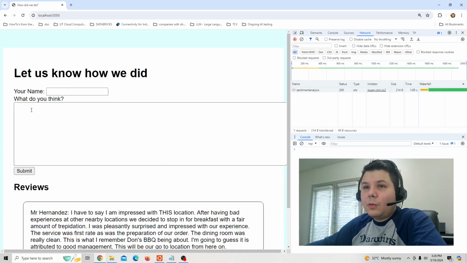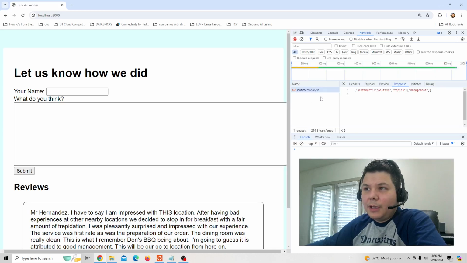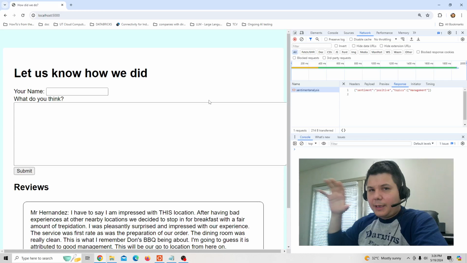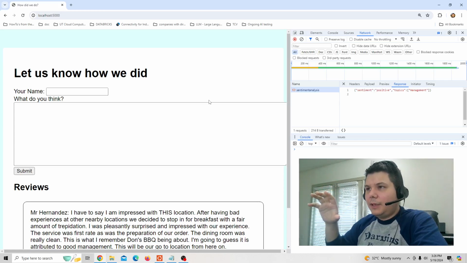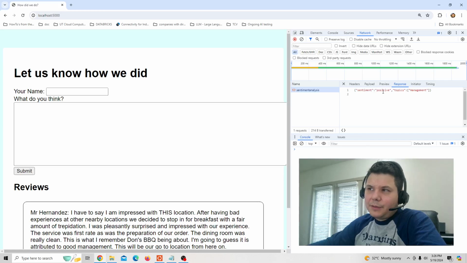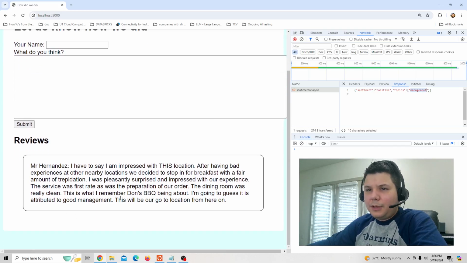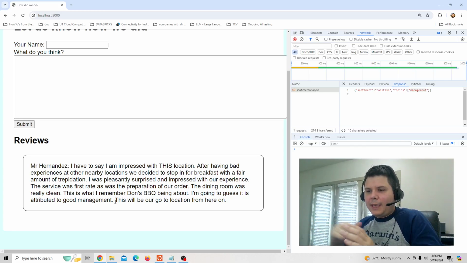Okay, we sent this information to a module in the backend, an AI module, and the AI module deemed this to be positive, revolving around topics such as management. And there's a sentence here. I'm going to guess it is attributed to good management. So the AI module determined that that was probably the heaviest entity involved in this review, positive or negative. That was the main topic.